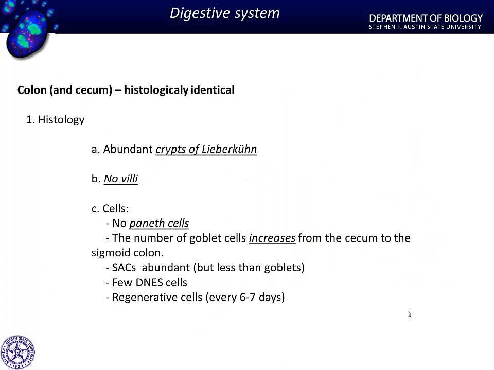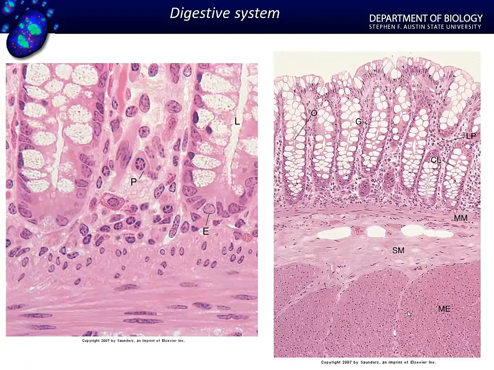So, abundant crypts, no villi, no Paneth cells, and we're watching the goblet cells increase in number from the cecum to the sigmoid colon. There we have our surface absorptive DNES and our regenerative cells, which are continuing to turn over very quickly, 6 to 7 days versus 5 to 7 days in our stomach. We don't have as harsh conditions as far as acid and enzymes, but as we move through the colon, we're desiccating the waste, and so we have frictional stresses on these cells to turn them over more and more quickly.